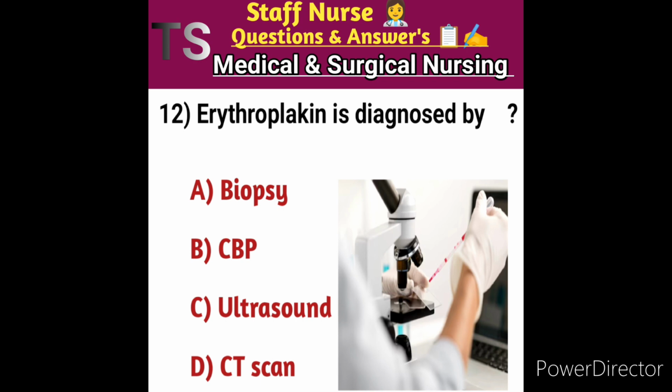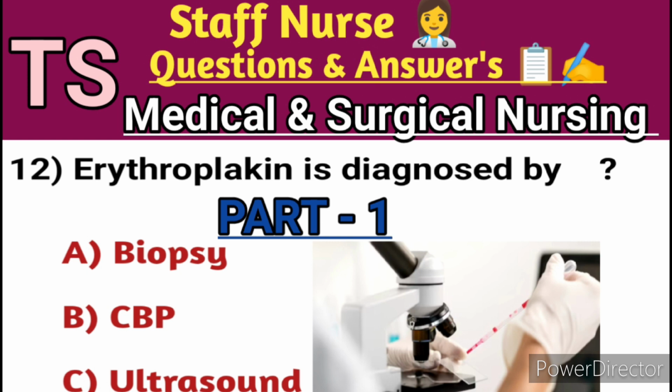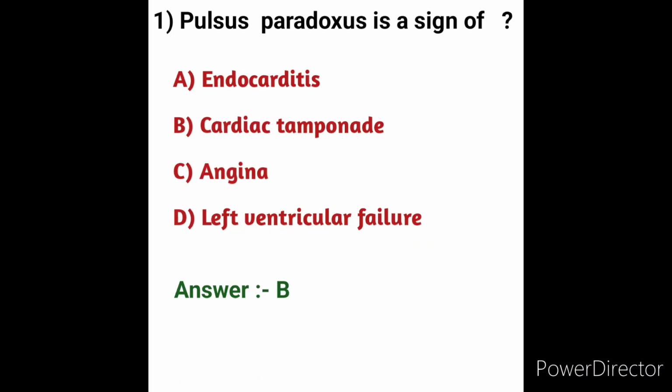We are going to discuss very important medical surgical nursing questions. In part 1, the first question is, the pulsus paradoxus is a sign of. We will see the options here. Option A, endocarditis. Option B, cardiac tamponade. Option C, angina. And option D, left ventricular failure.